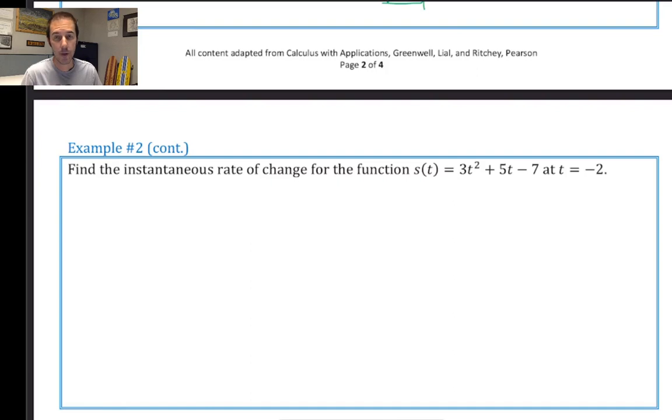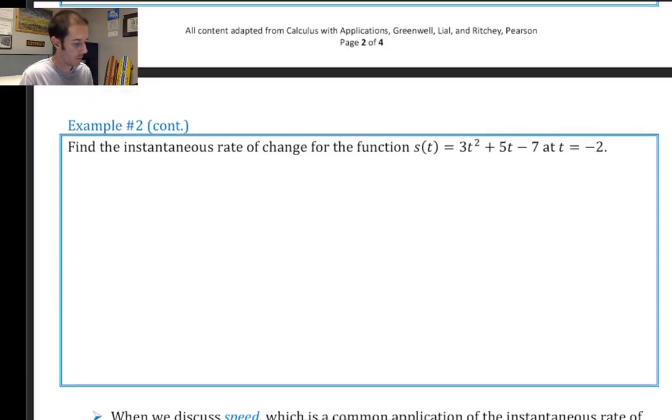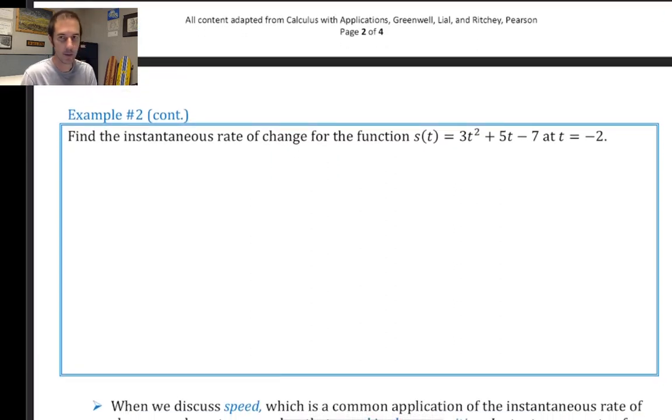This is a process that you're going to want to practice, especially if it ends up being a free response question on a test, or if you're going into Calc 2, you will definitely need to demonstrate your ability to perform this process.